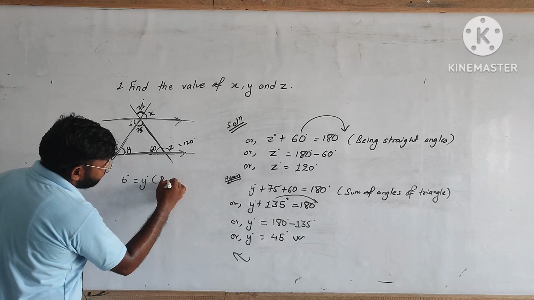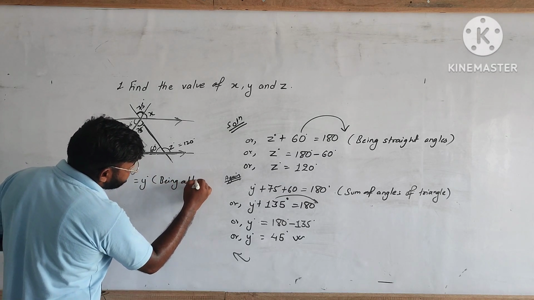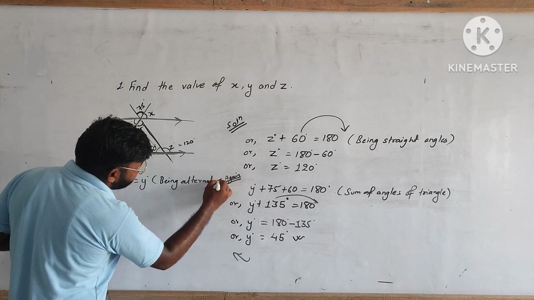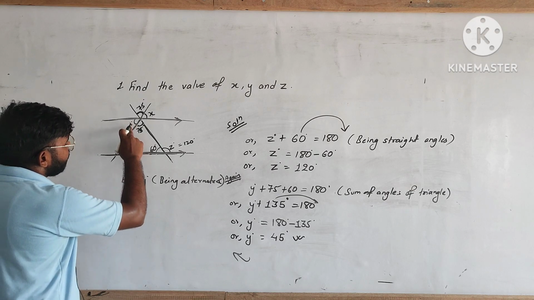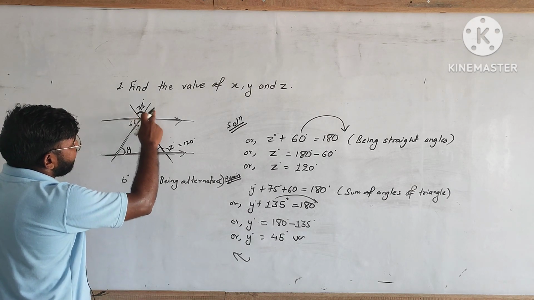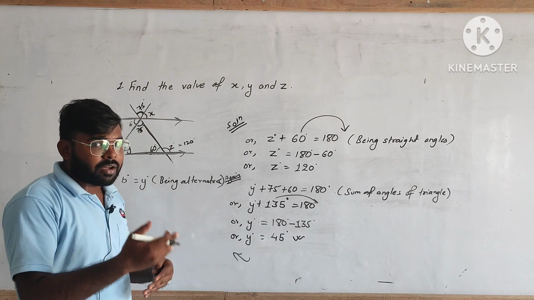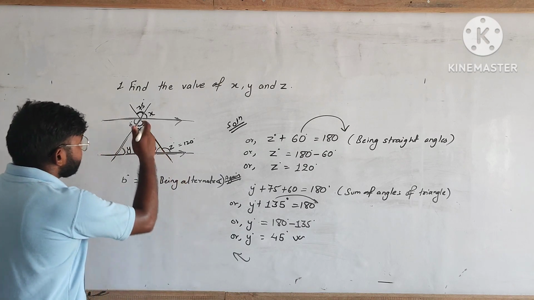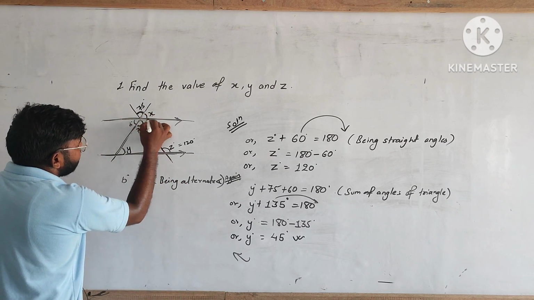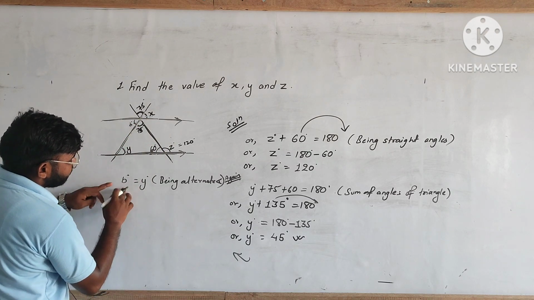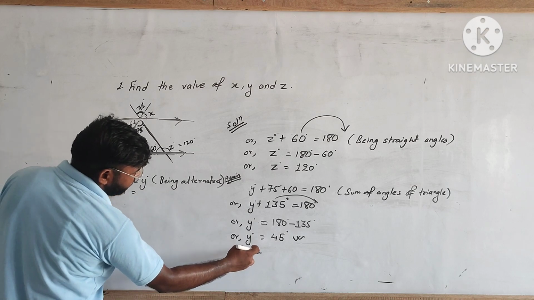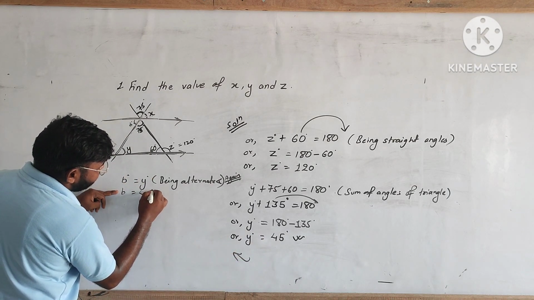The reason is being alternate angles. And now B and x are vertically opposite angles. See these angles, these are vertically opposite angles. So we can write B is equal to the value of y, which is 45. So we have written 45 here.